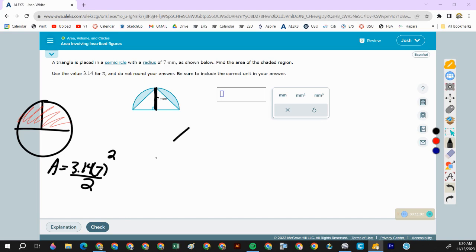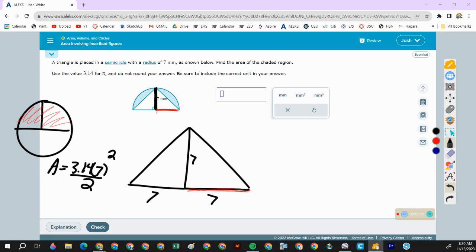What about this triangle? This is 7. Well, if that's 7, how long is this? Well, that's also a radius, right? So that's also 7, which means this is also 7, which means this is 14. And the formula of a triangle is 1/2 base times height. So the area of this triangle is 1/2 times 14 times 7. And that's also going to be in millimeters squared. Okay? And the area I'm looking for is simply the area of the semicircle minus the area of the triangle.